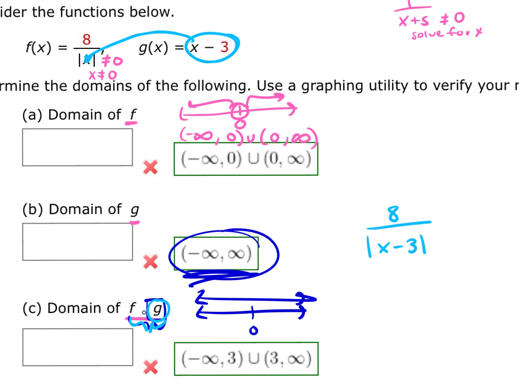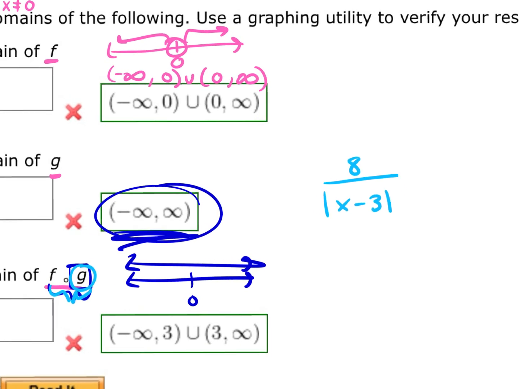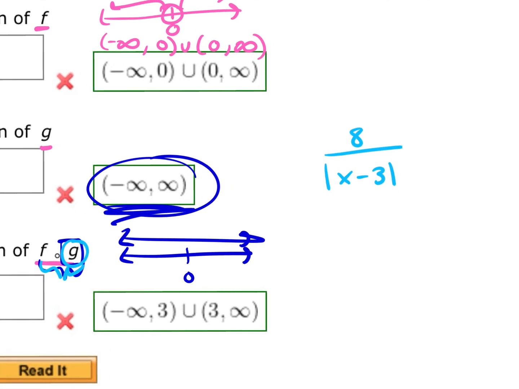Now how would we find the domain here? Well, we have a fraction. What can we not have in a fraction? 0. The denominator cannot be 0. So x minus 3 does not equal 0. We add 3. So x does not equal 3. So if we put that on our number line, we'd have a hole at 3. It'd be every other number except 3.